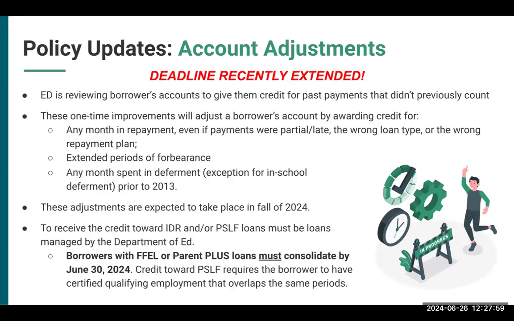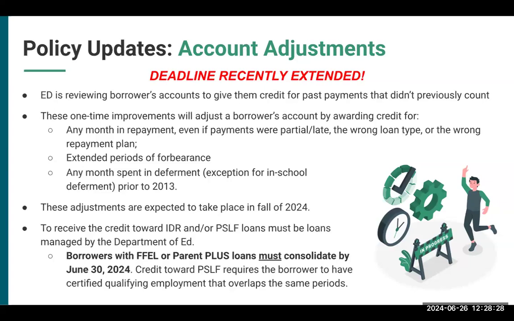So essentially, you'll be able to get credit for any past payment you made, even if you made that payment partial, late, while you had the wrong type of loan, or while you were on the wrong repayment plan. It will all be updated as if you were meeting the requirements so that you can get closer to forgiveness. You'll also get credit for certain forbearance and deferment periods. The adjustments have already started and are expected to continue throughout this year.